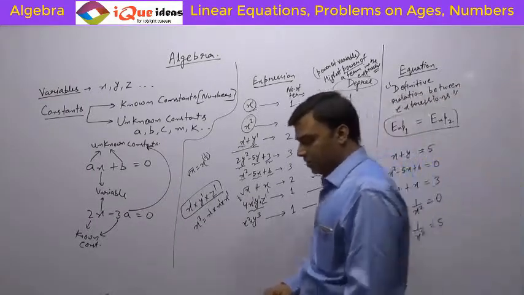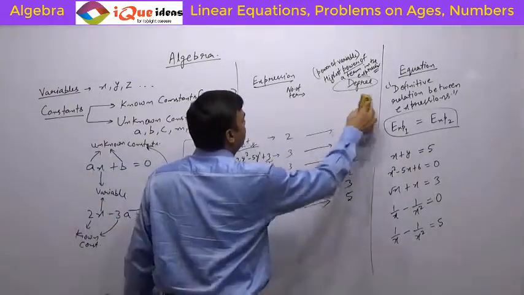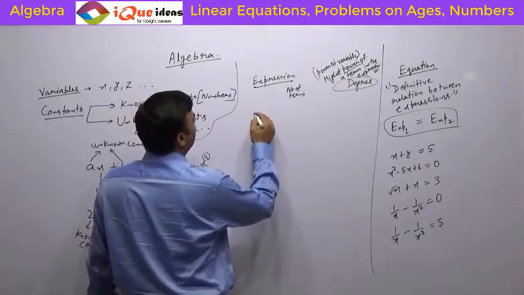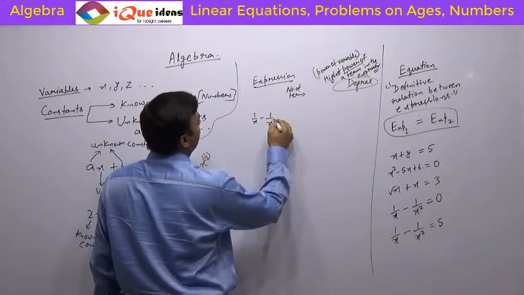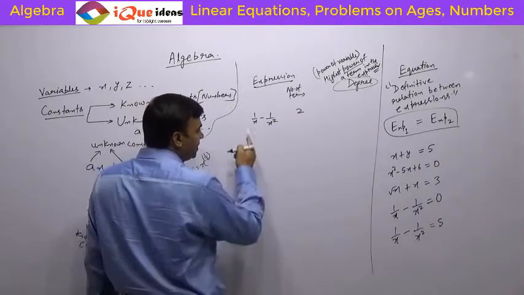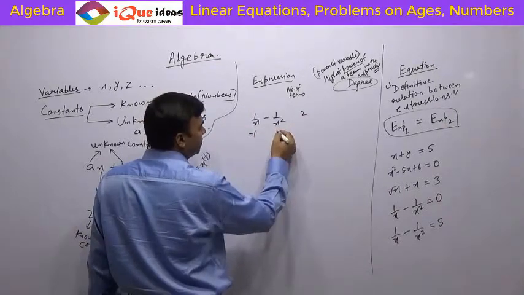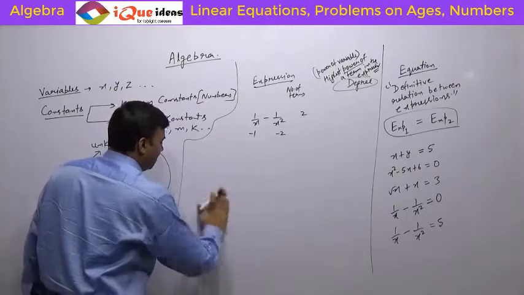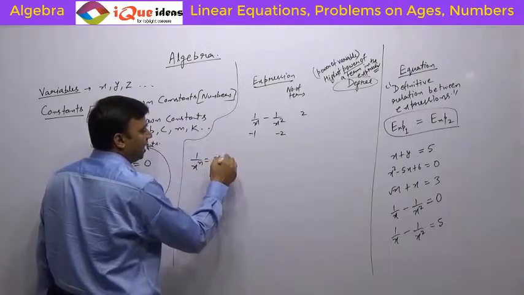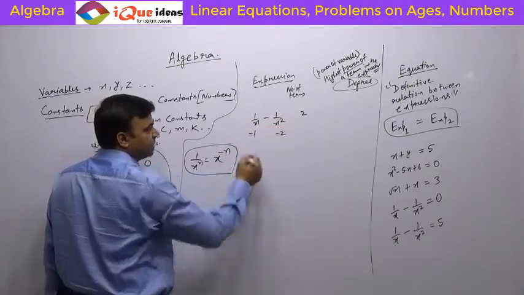Now let's go back to the expressions and let's take couple of them, more of them. Let's say if I have 1 by x minus 1 by x square. How many terms are there? 2. What is the degree of this? So if you look at this, degree of 1 by x is minus 1. Degree of 1 by x square is minus 2. If something goes from numerator to denominator or from denominator to numerator, the power becomes negative. So 1 by x is actually power minus 1. 1 by x square is power minus 2.